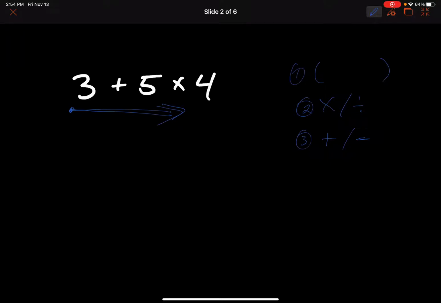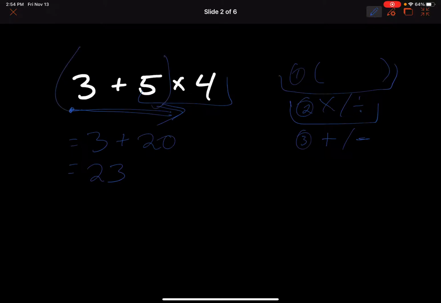Okay, so moving from the left to the right, I know I don't have any brackets, but I do have multiplication. So I start with the multiplication first. So this would be 3 plus 20, and then that would be equal to 23. If the brackets were here, I would do 8 times 4, and then that would be equal to 32. So notice that the answer is different. It's very important that you use the order of operations.